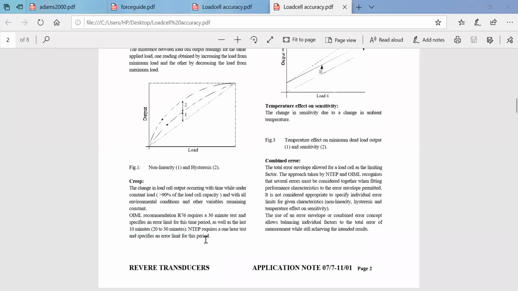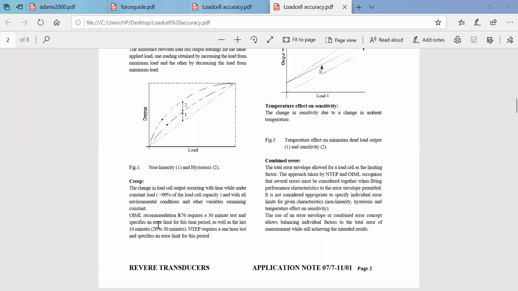In NTEP, it was told that as per the American standard, it requires a 1 hour test. Only then can they specify the rate of error the instrument will have, and identify the error limit, which is the minimum limit for the error and the upper limit, or the maximum error limit.